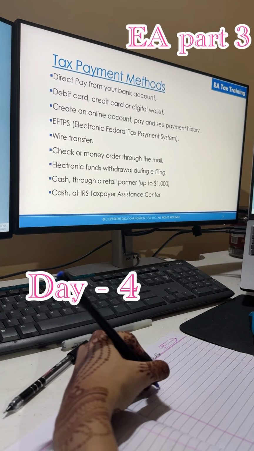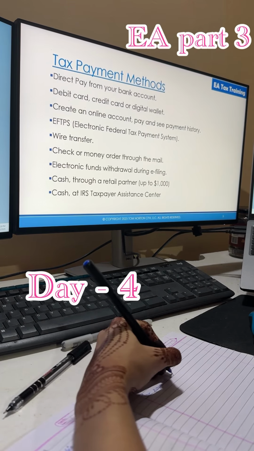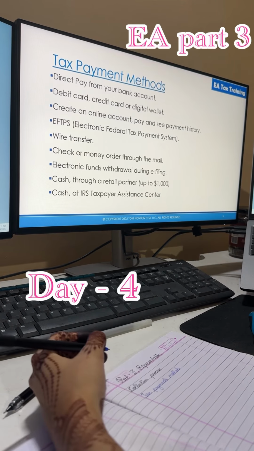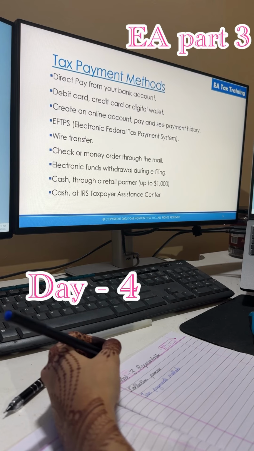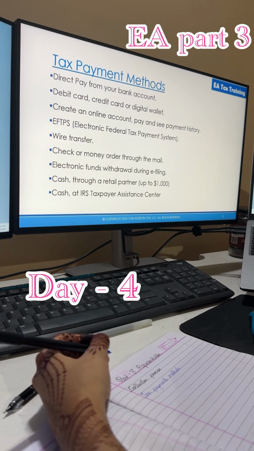Businesses usually use the EFTPS, the Electronic Federal Tax Payment System. You will want to know what that means for the exam. You can pay by wire transfer, check or money order through the mail, electronic funds withdrawal when you're e-filing your return. You can pay cash either through certain retail partners throughout the United States up to $1,000 and at certain IRS taxpayer assistance centers. So those are your payment options.